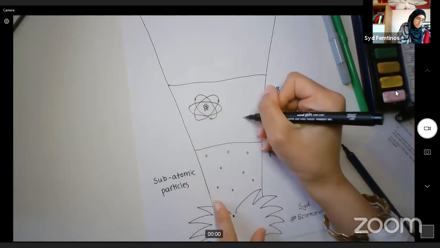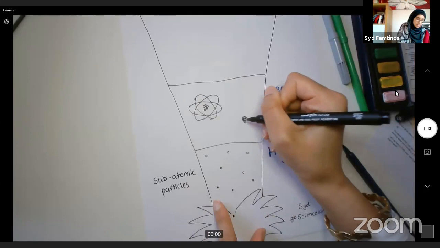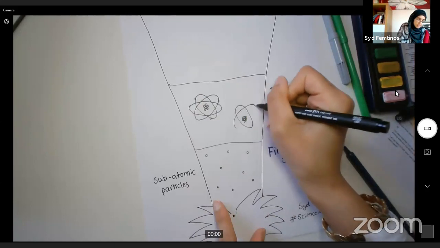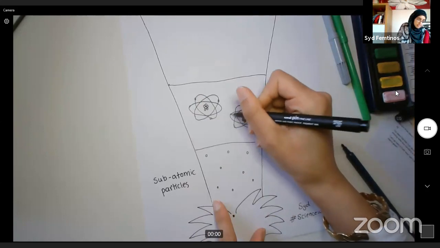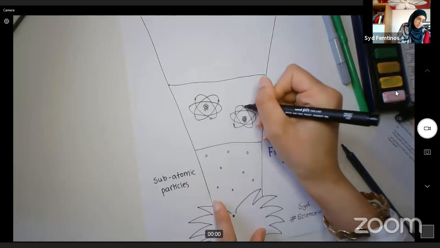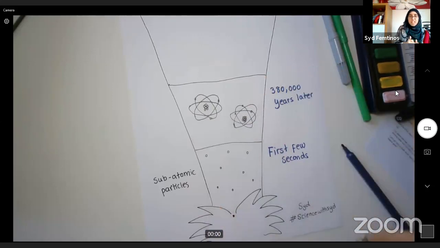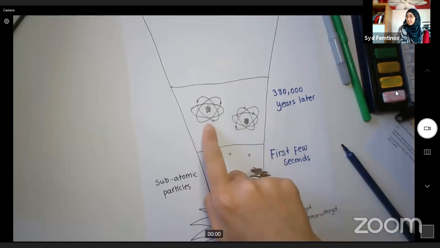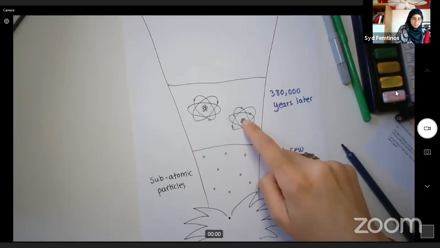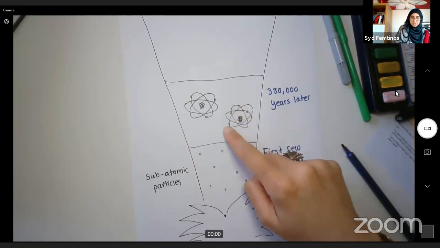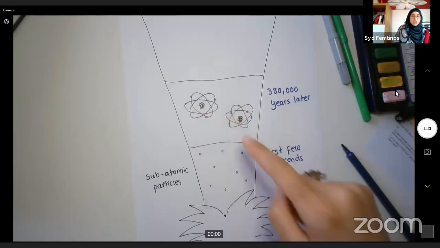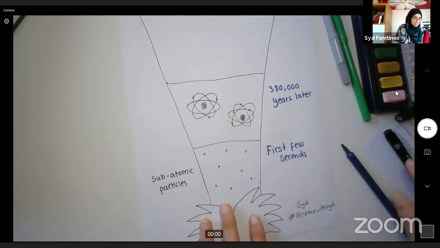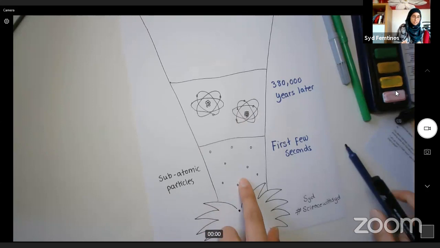So I'm going to draw another one over here. 4, 5, 6, 7, 8. Because I've drawn 8 little bits on the inside, I'm going to draw 4 electrons. And what we know is you've got the same number of protons as you do electrons. So if we have 3 protons in the middle, you're going to have 3 electrons on the outside. If you've got 4 protons in the middle, you're going to have 4 electrons on the outside. And you've also got neutrons, which glue everything together. Okay, so this is subatomic particles in the first few seconds.